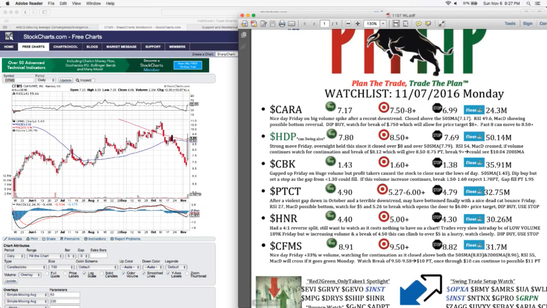So you see in the watch list what I put. Nice day Friday, up 33% with volume. Watch it for continuation as it closed above the 50-day moving average, which is 8.83. You can see right here the blue line. Okay, and the 200-day moving average at 8.96. Now that's the only reason I like this one. Had a nice trend this whole time. Higher lows, higher low, higher low, higher low.